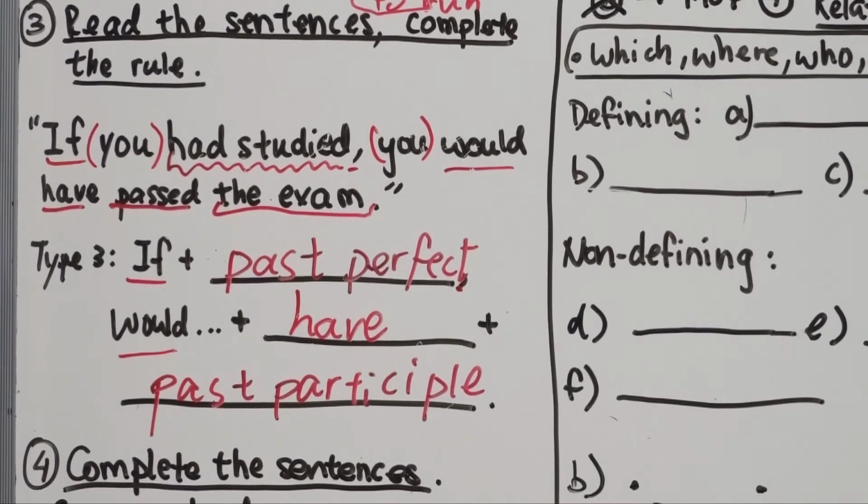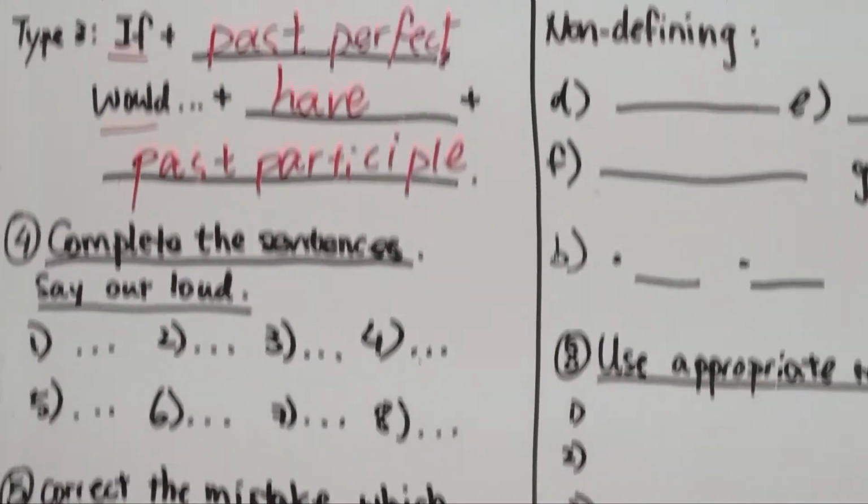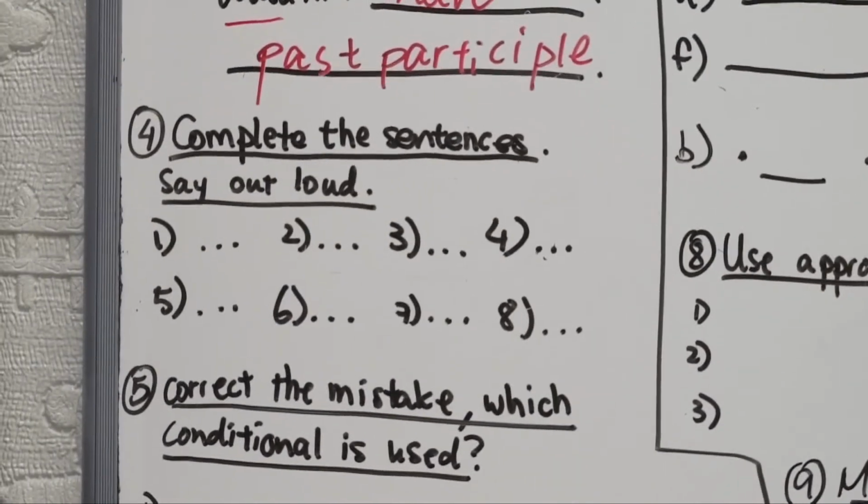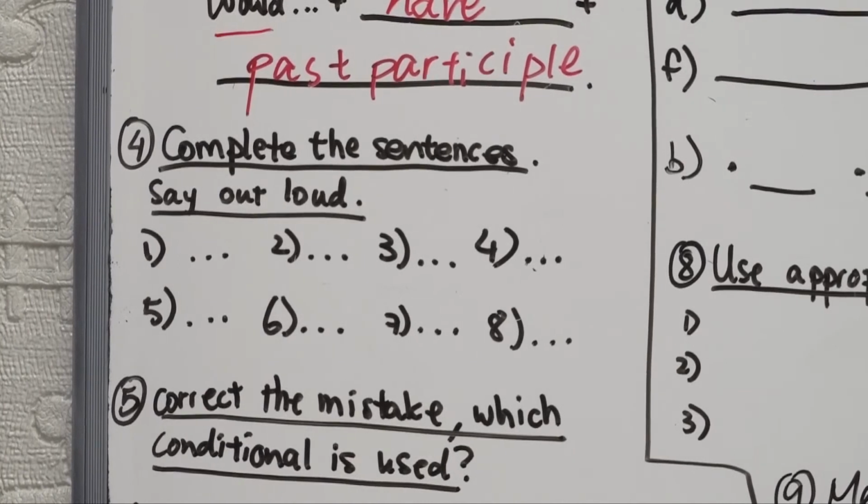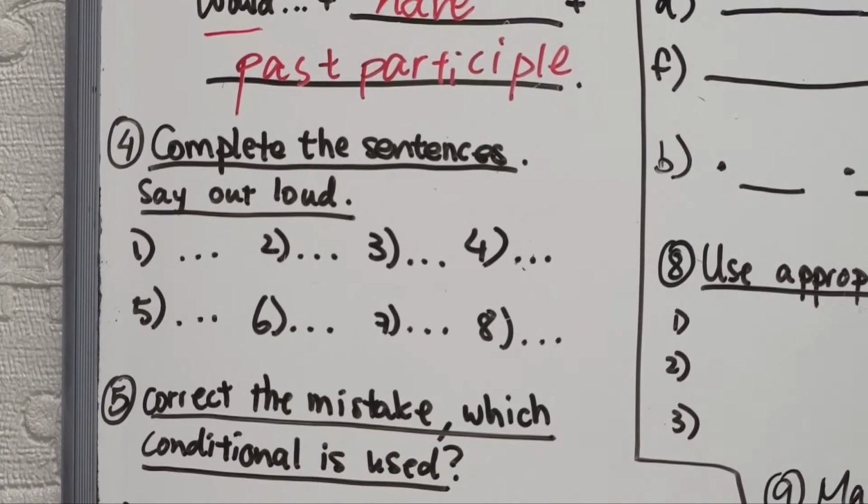Number 7, if you had lent me the money, I would have bought the shoes I wanted. Would have bought. Past participle. Last one, if Ian had caught the bus, he wouldn't have been late. He would not, again, negative one, right? He would not have been late for work.